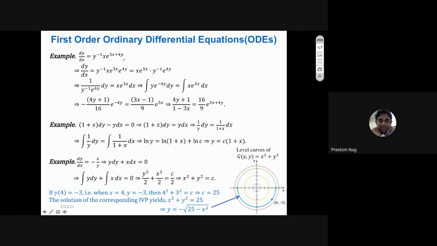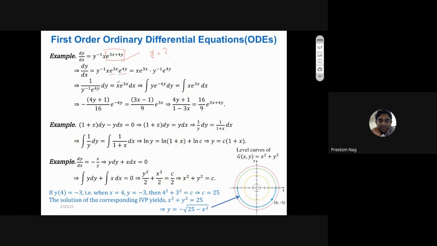So you will be given such a differential equation. So you will be asked to solve this differential equation. What will be the value of y? Solve this differential equation means what is the value of y in terms of x. So now if you look here, dy by dx is y to the power minus 1 x into the power 3x plus 4y. So now this should be separable into e to the power 3x and e to the power 4y, right? So what should you do now?